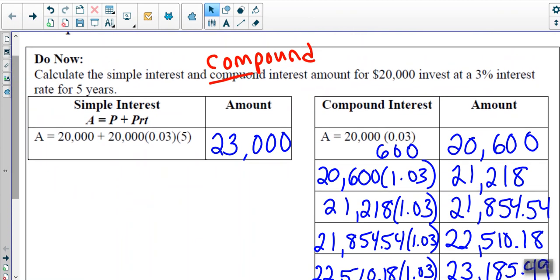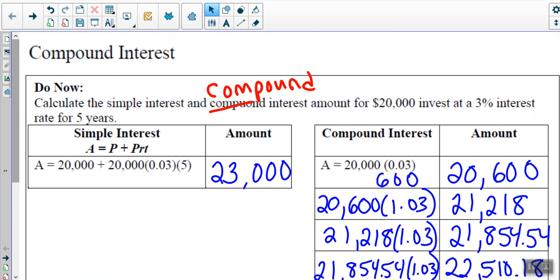So here is the comparison between simple interest and compound interest. And I'm not sure which of you was the first to notice that my spelling was wrong there, but compound obviously needs to be spelled properly. For the simple interest, principal plus principal times rate times time gives me $23,000.